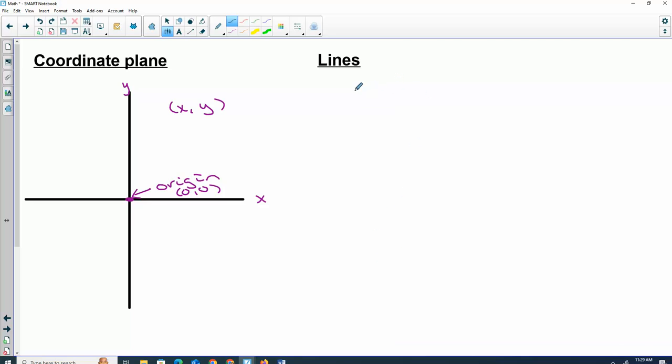So if I said like (-2, -3), what does that mean? Left 2, down 3.